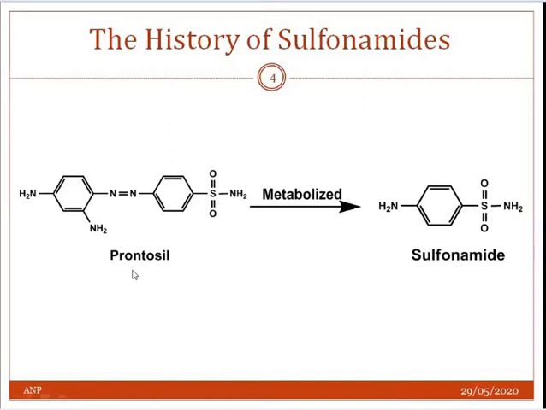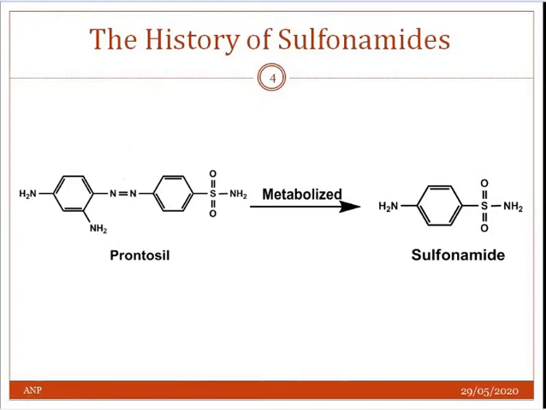A prodrug is inert, that is, an inactive form, and it gets activated after metabolism. This prontosil shows antibacterial properties in vivo, inside the animal, because prontosil is a prodrug, and it gets metabolized by a particular enzyme, and that enzyme is nothing but azoreductase, which breaks this bond, N double bond N.